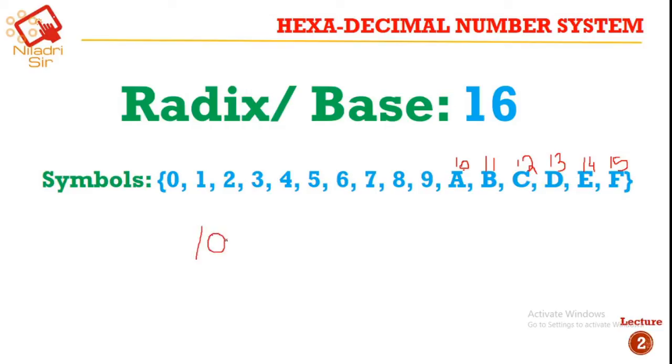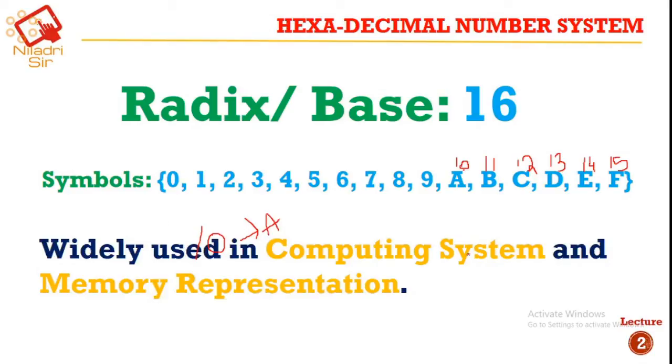This is in binary, but this is in hexadecimal. This will be represented as A. Okay, so it is widely used in computing systems and memory representation. The hexadecimal number system is basically used in computing systems and for memory representation.